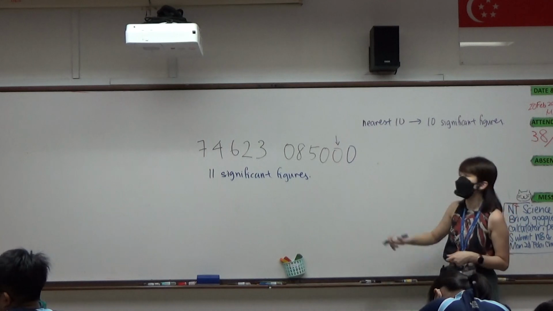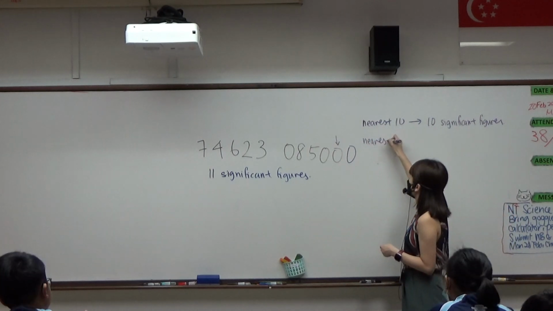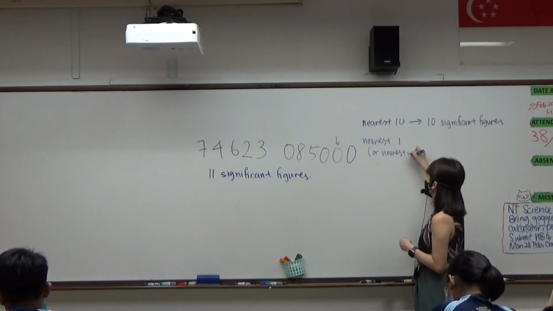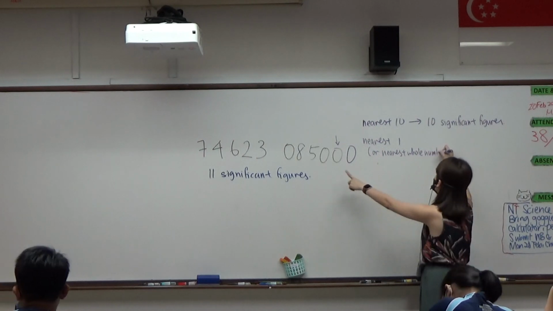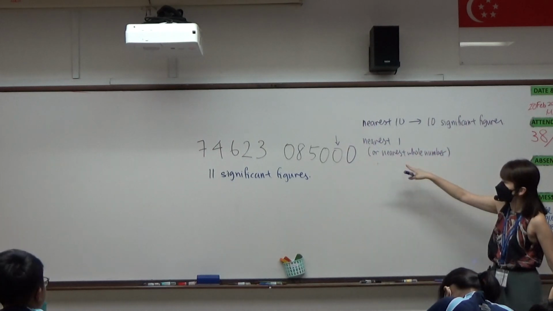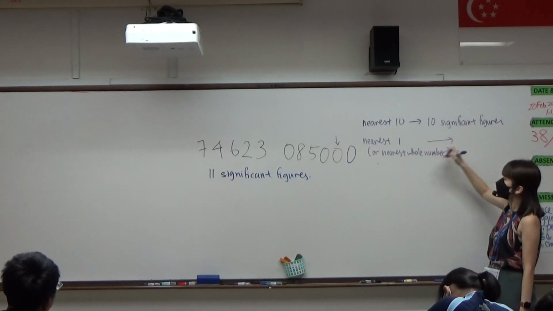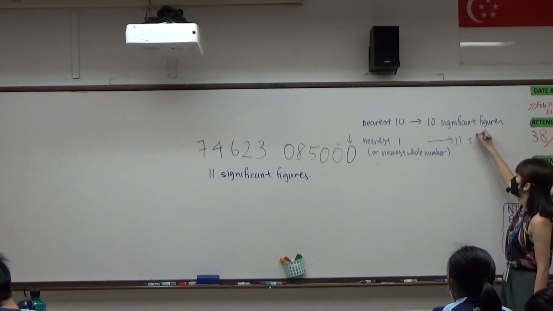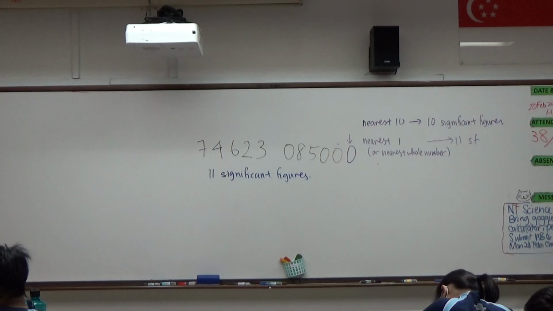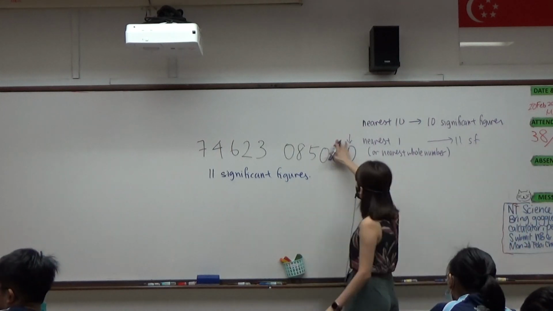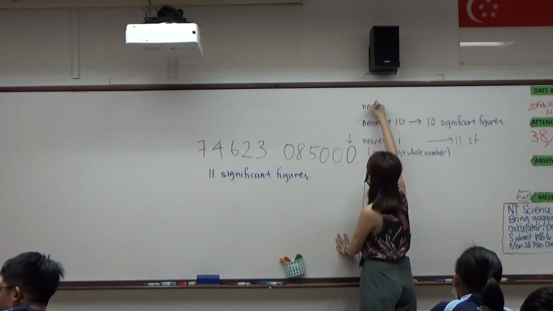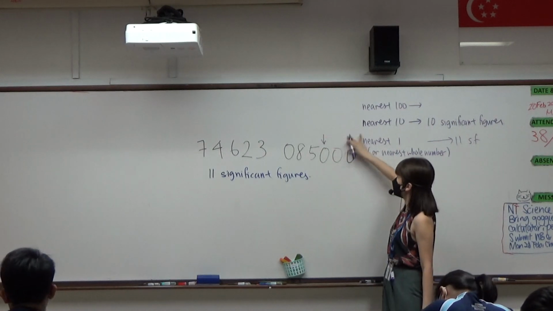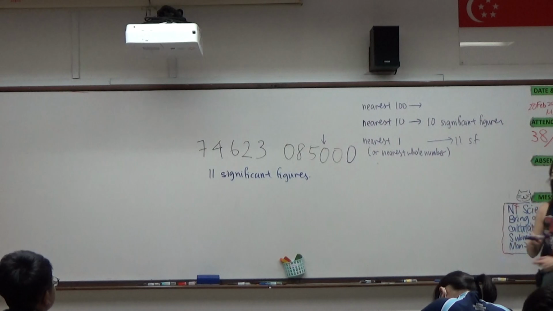If the question says to the nearest ones, or nearest whole number, they mean the same thing, yeah? So this was rounded off after, so this is the resultant now, therefore we will need to count up to this zero over here, and that will make it 11 significant figures. And then if let's say the question wants us to round it to the nearest hundreds, the hundreds place will actually be here. How many significant figures will there be then?